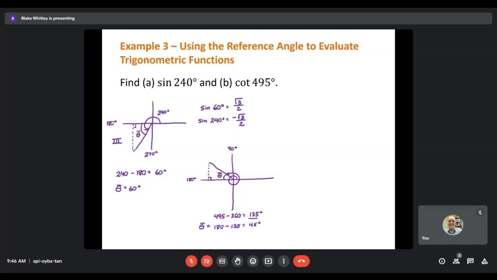Now, once we have the reference angle, we can think about our cotangent of that reference angle. So we do cotangent 45 degrees. And again, we can go to our chart to help us find that. Cotangent of 45 degrees should be 1.